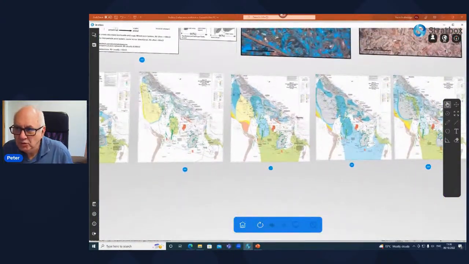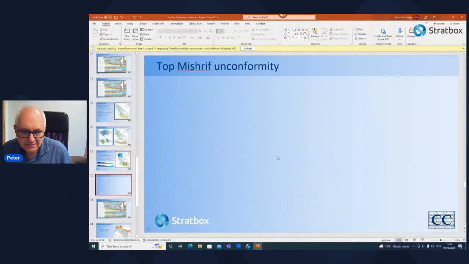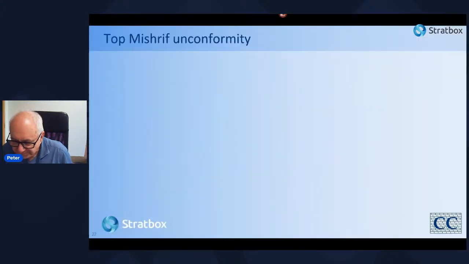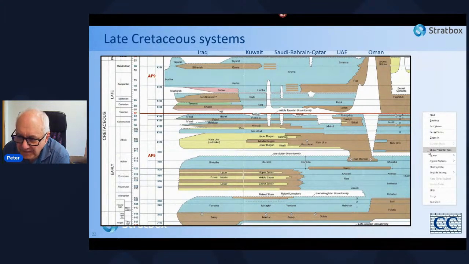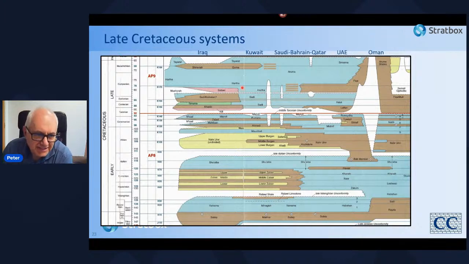Okay, let me go back to PowerPoint. Okay, I now want to finish off with a brief summary of the late Cretaceous AP9 megasequences.